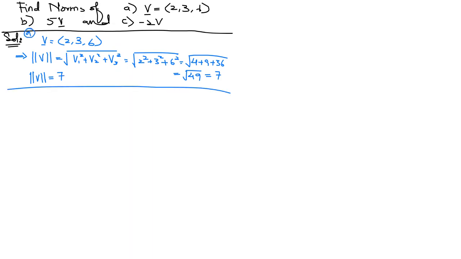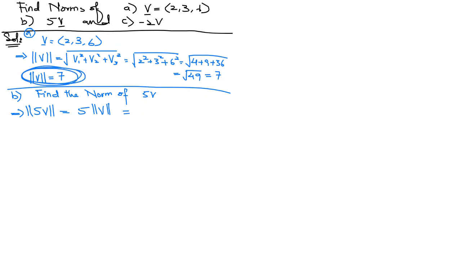Now come to B. We have to find the norm of 5V. The norm of 5V can be written as 5 outside and the norm of V. And the norm of V we already calculated, that is 7. So 5 multiplied by 7 is equal to 35. Understand?